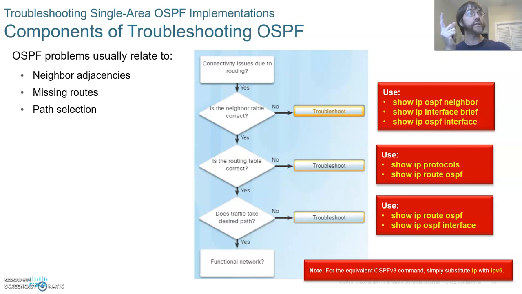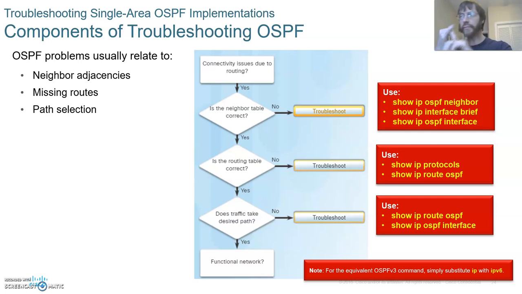That's a really good question to ask. The other good question to ask is, does router 2 know about the route from router 3? Because if router 2 knows about it, but router 1 doesn't, then you can focus your attention on why router 1 and router 2 are not talking to each other correctly. So is the routing table correct? Show IP protocols, show IP route OSPF.